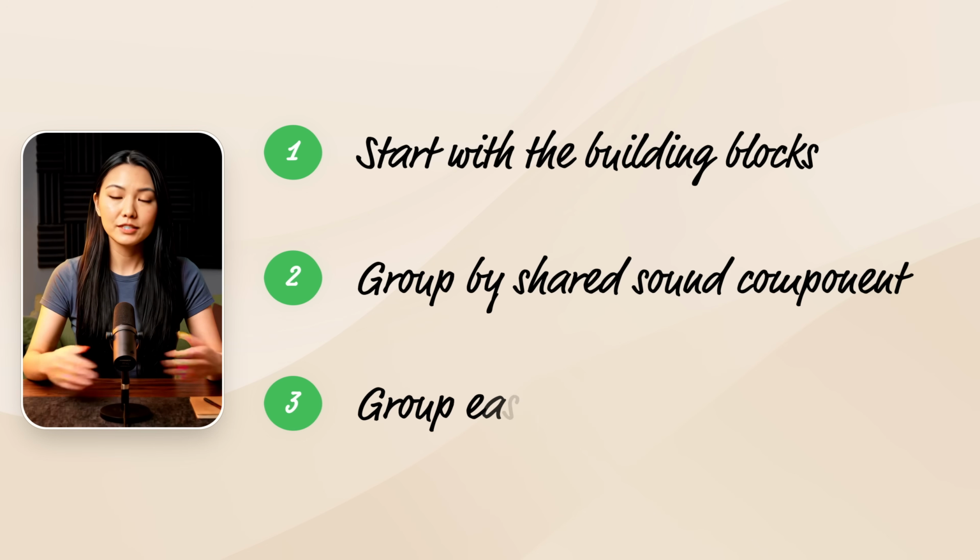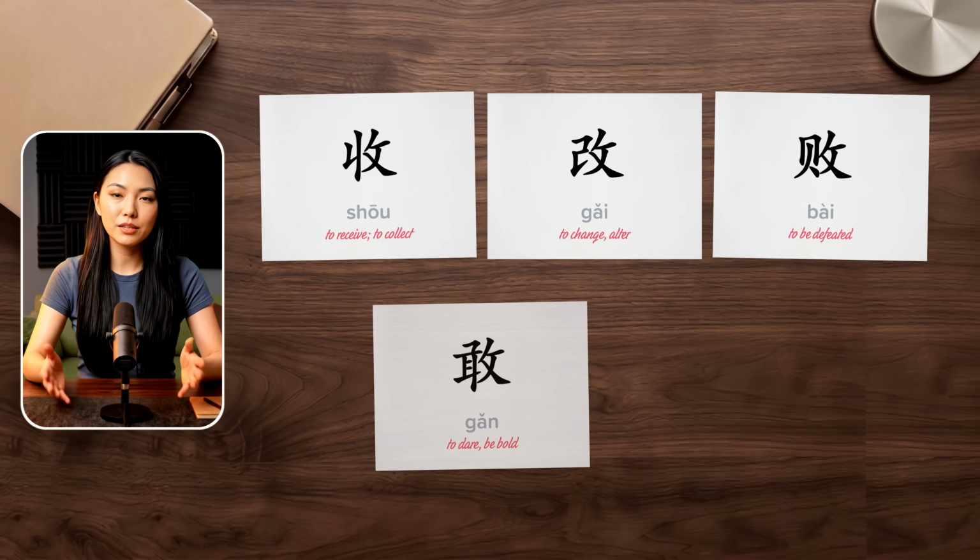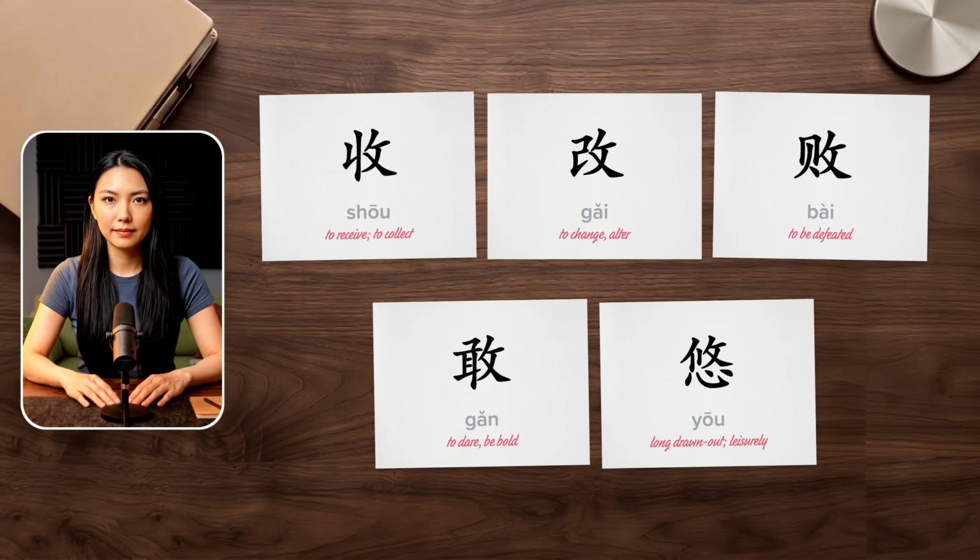The final rule: deal with confusion head-on. Some characters look similar even though they're completely unrelated. Study them side by side from the start, and you cut the confusion off before it sets in. Following these rules won't make Chinese characters easy, but they will make them a lot less overwhelming. And that's the point.